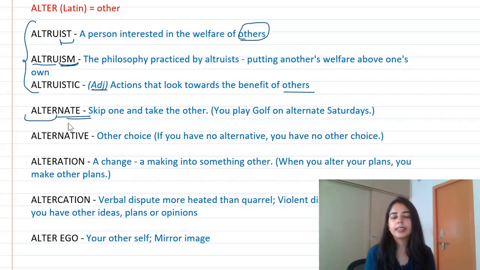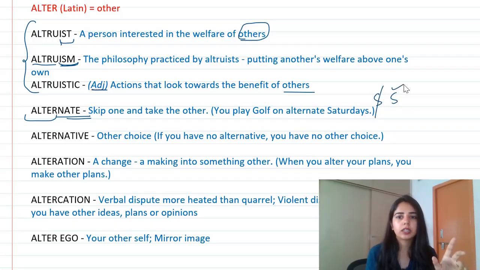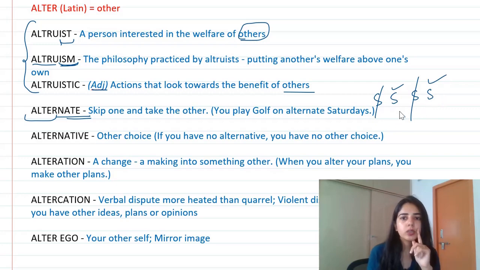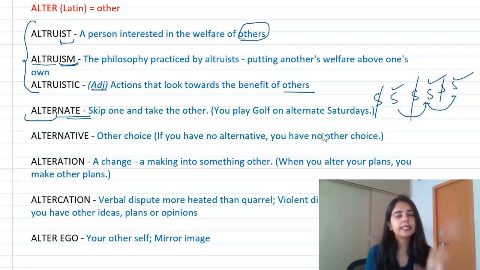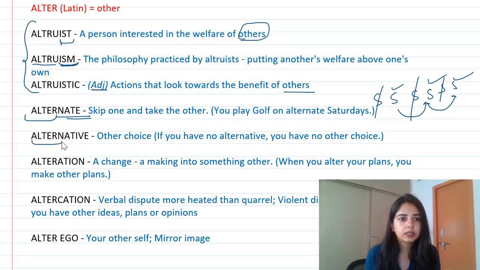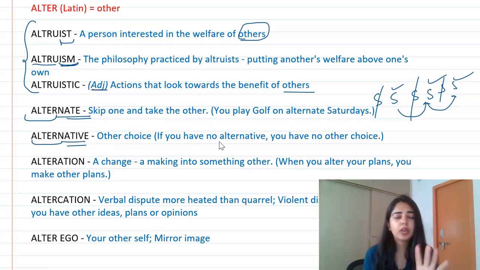Alternate, it means skipping one and taking the other. For example, you play golf on alternate Saturdays, which means you skip one Saturday and you play on the other, then you skip one Saturday and you play on the other. So alternate means skipping one and taking the other. Alternative, which means the other choice. If you have no alternative, you have no other choice.